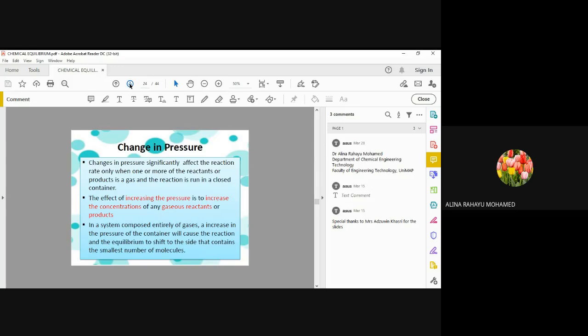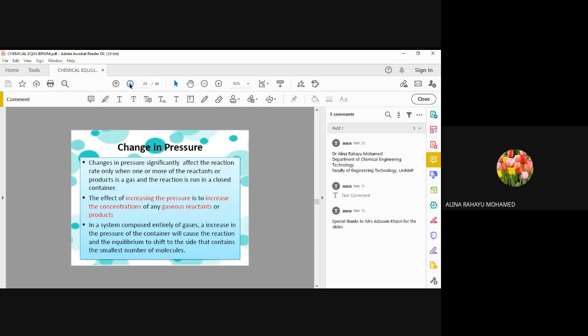If the reaction is not run in a closed container, in an open system, we do not have this effect, the change in pressure, because the gases can just escape. In an open system, the gases can escape easily. Now, the effect of increasing the pressure is to increase the concentration of any gaseous reactants or products.